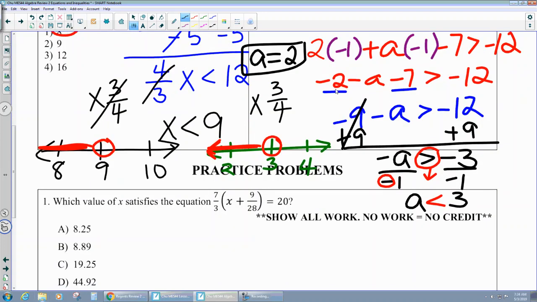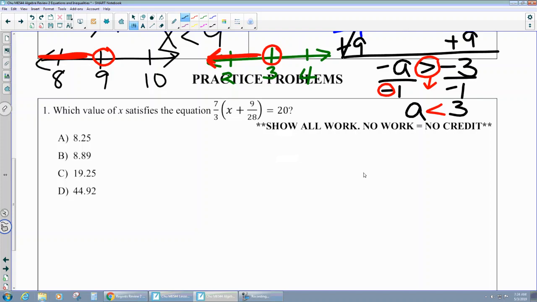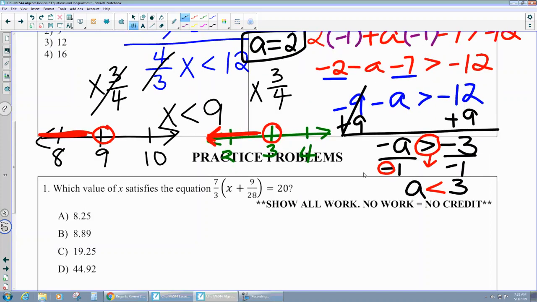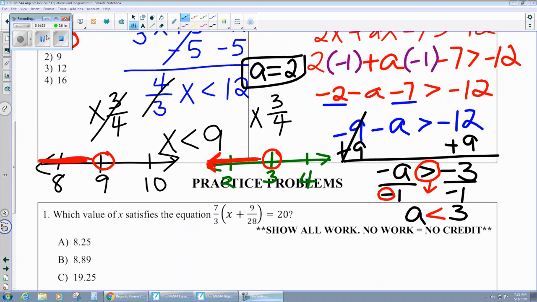Okay, so you guys will see that there are, I think, 5 practice problems for you to complete. Please complete these on your own to the best of your ability and bring them back to class. If you have any questions, let us know.